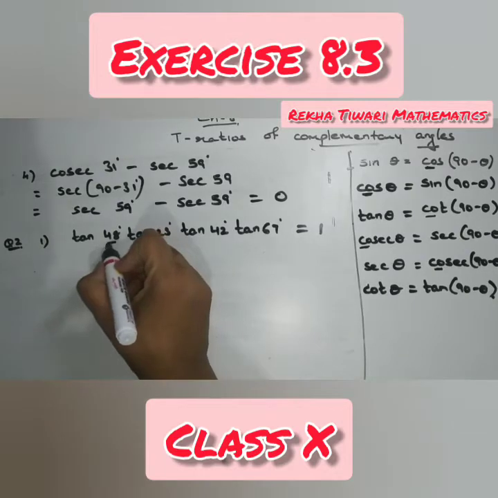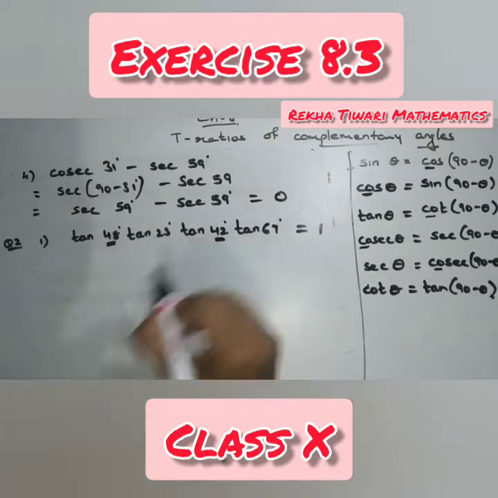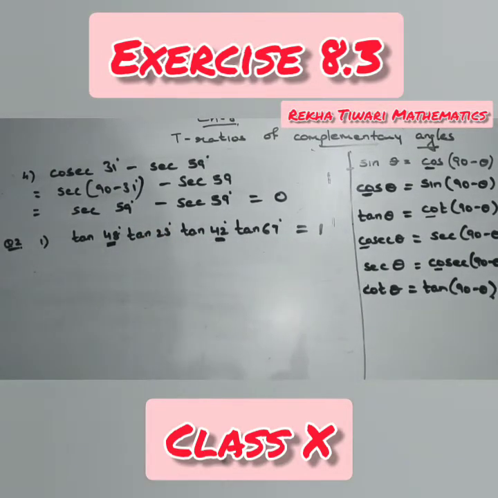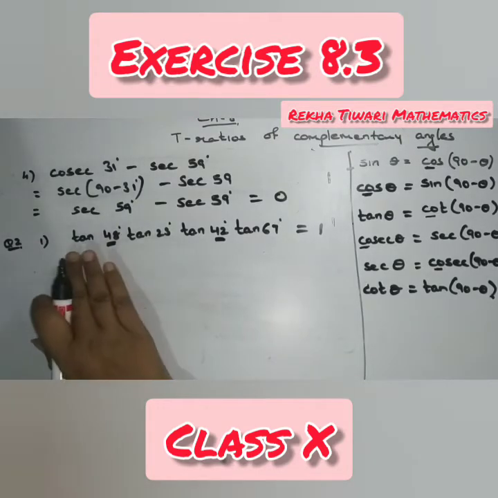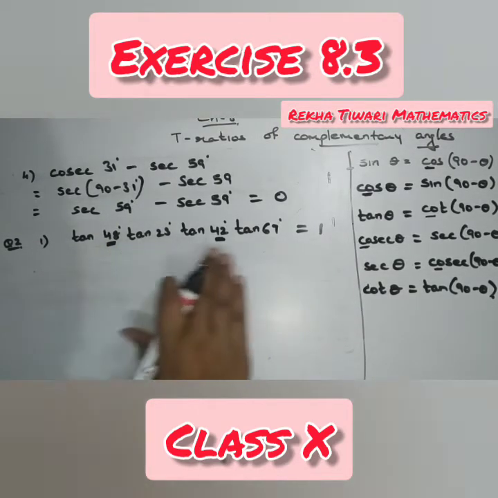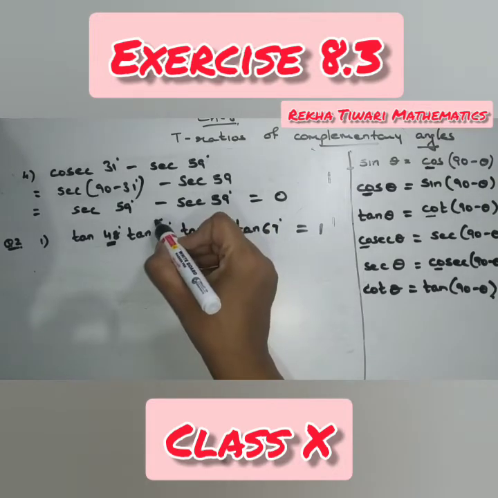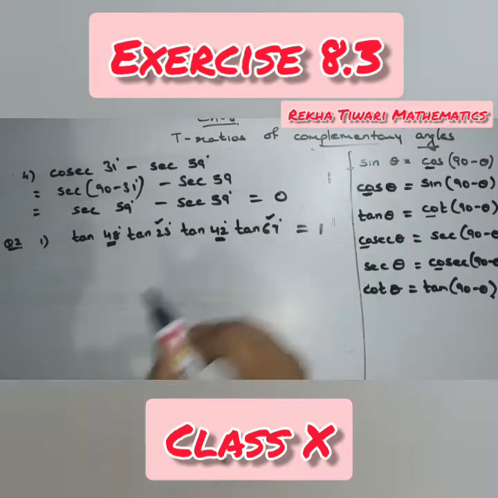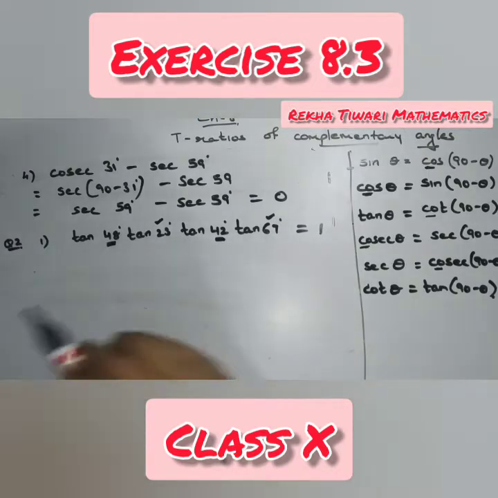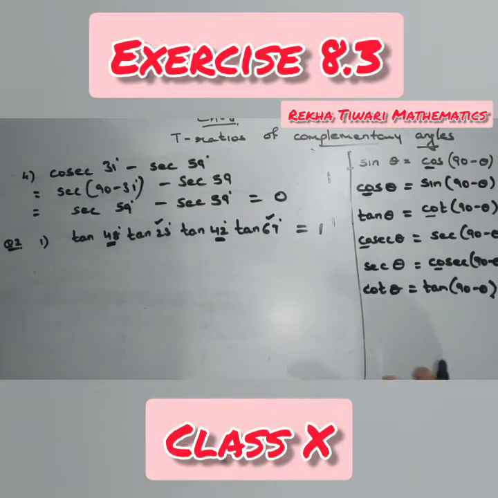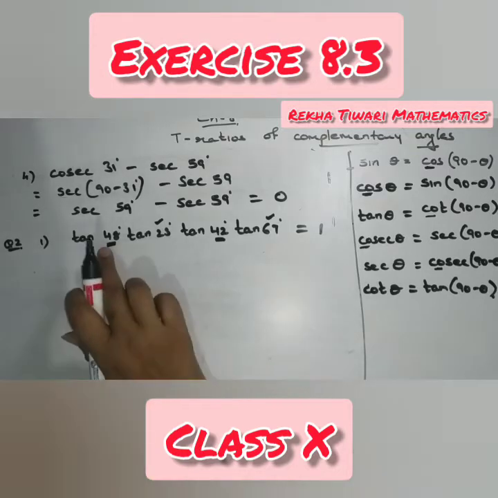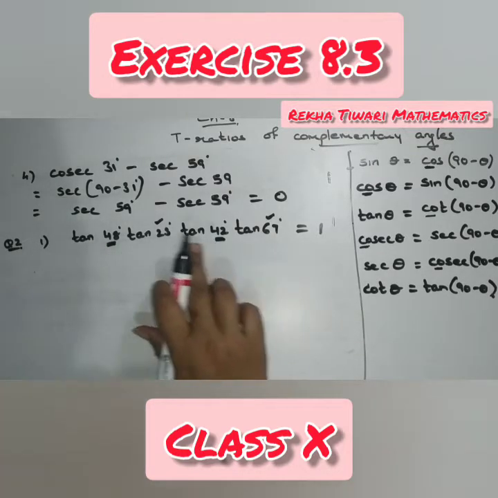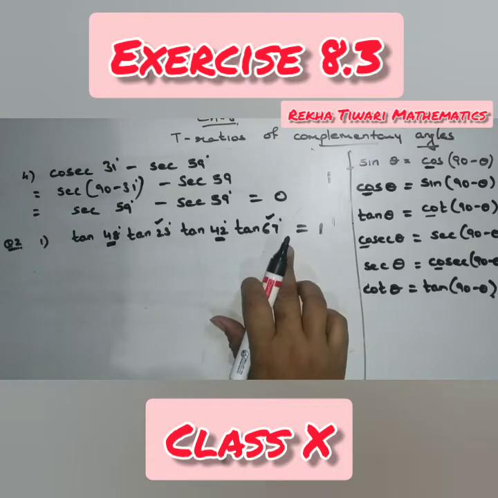See, with 48, this 42 makes complement. 48 plus 42 is 90. So these 2 angles are complement of each other. Similarly, this tan 23 is the complement of 67, because 23 plus 67 is 90. So if there are many terms, you have to find out the complementary angles out of those. So I have searched that 48 is the complement of 42, 23 is the complement of 67.